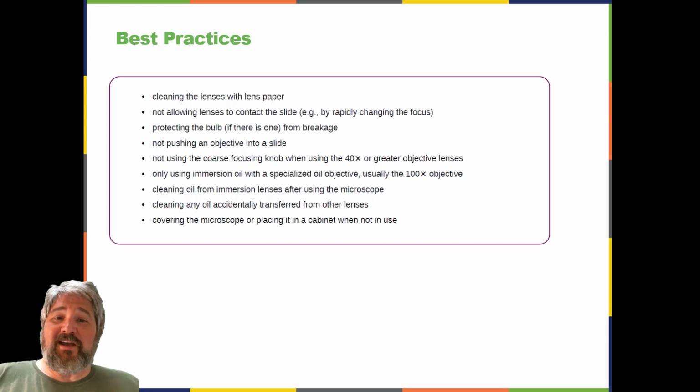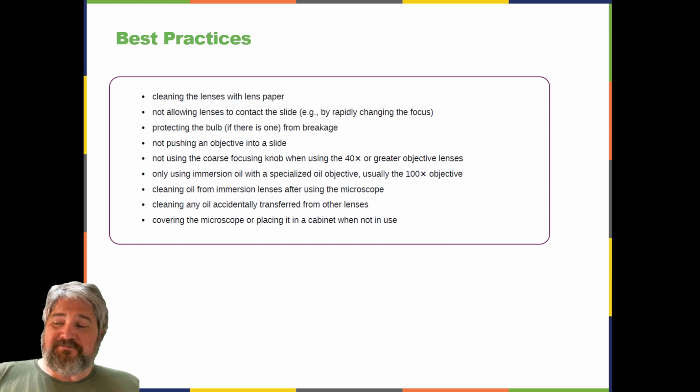The 40x and the 100x will most likely be spring-loaded. This protects you a little bit, but it's best just not to have the lens contact the slide in the first place. Not using the coarse focus knob when using the 40x or greater objective lenses. Only using immersion oil with a specialized oil objective, usually the 100x objective. Cleaning oil from immersion lenses after using the microscope. This is very important because it is not uncommon for oil to get dragged back to the 40x objective. Cleaning any oil accidentally transferred from other lenses, covering the microscope, or placing it in a cabinet when not in use.